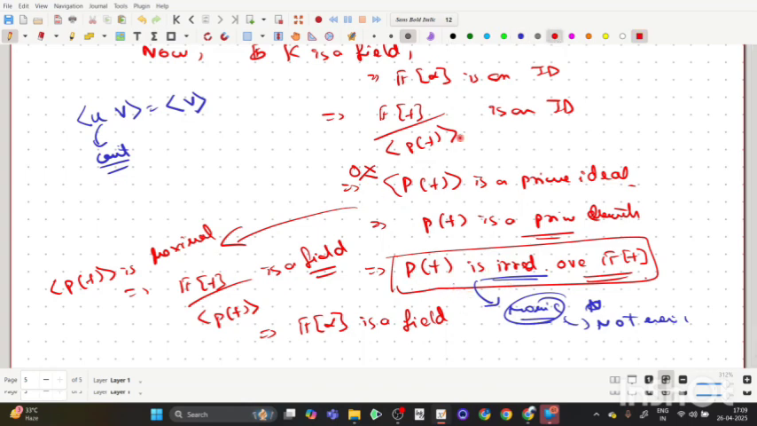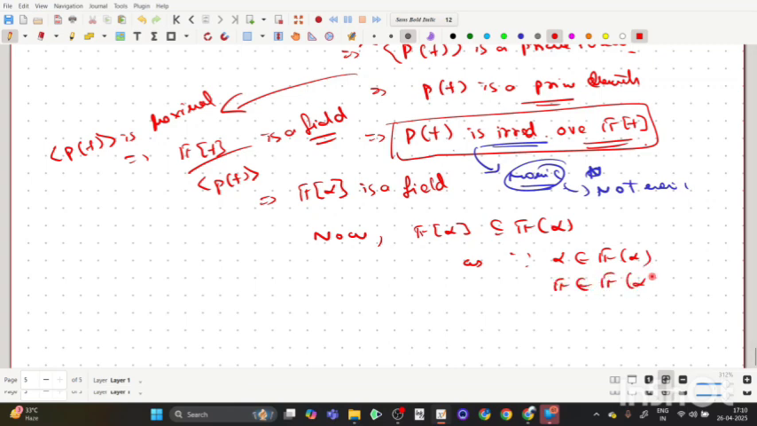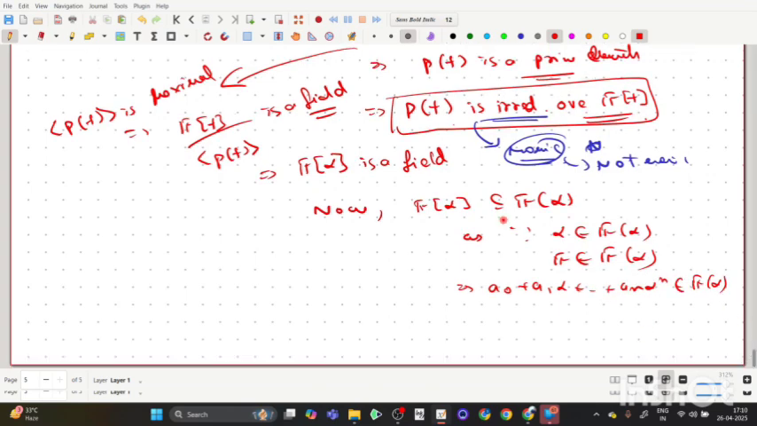So actually, we have proven two things. First, let me complete what my argument was. What I have proven is that F[alpha] is a field. Now observe, F[alpha] is clearly inside F(alpha). Why is it so? Since alpha is in F(alpha) and F is also in F(alpha), this implies all the elements of the form a0 plus a1 alpha, and so on, up to an alpha to the power n, must be in F(alpha) by closure of addition and multiplication, right?